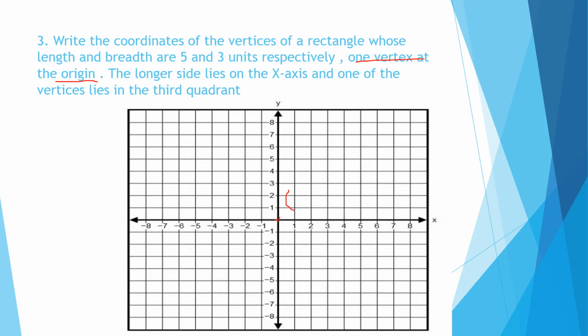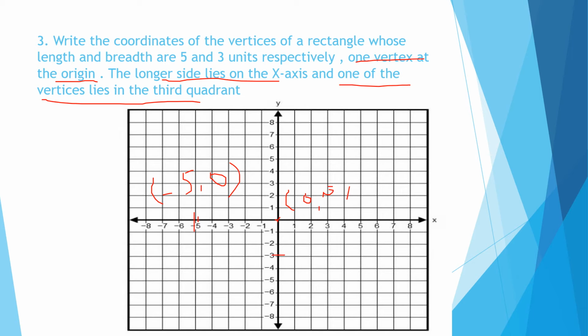Mark this point 0, 0. The longer side lies on the x-axis. So clearly, since the length is 5 units, either it will be minus 5 comma 0 or 5 comma 0. But if you read the second statement, one of the vertices lies in the third quadrant.